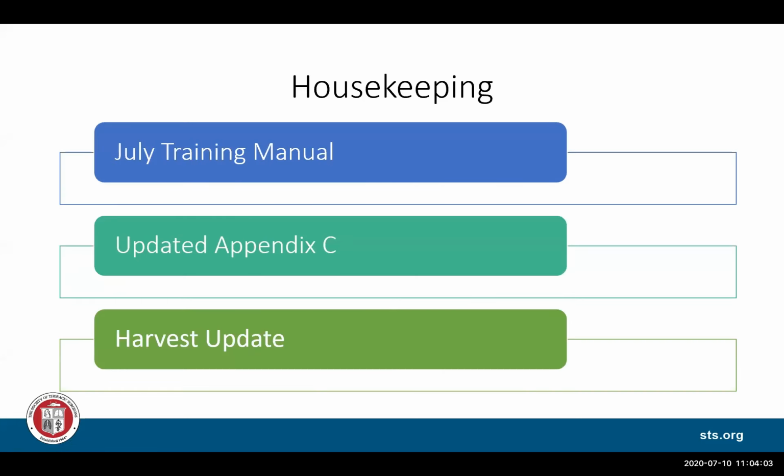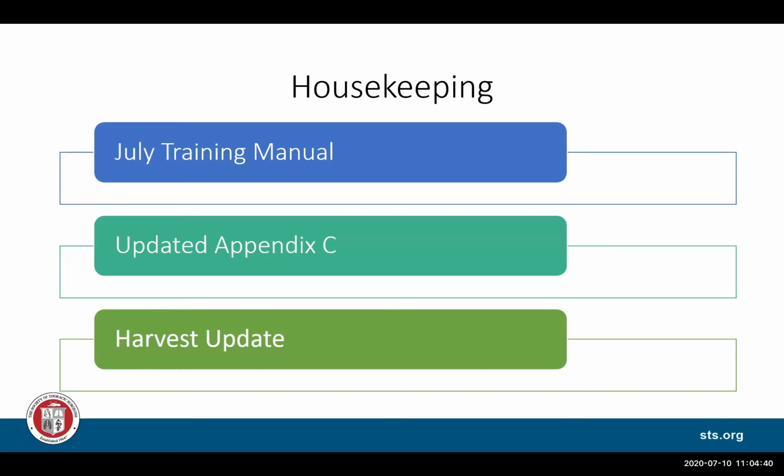For our housekeeping items, just a reminder that the July training manual has been updated and was posted out on the STS website. Also, the updated Appendix C that's found in the back of your feedback reports and your past feedback reports has been posted out on the STS website and is located in the version 341 data collection section under the additional resources heading. If you have any questions or issues locating that document, please feel free to email me. If we have time at the end, I'll navigate out to the website and show you where it's located as well.